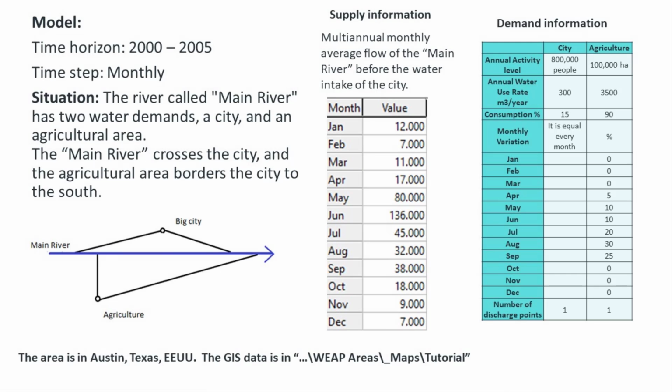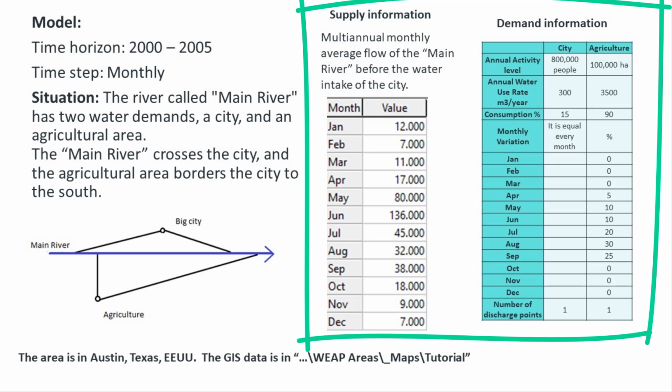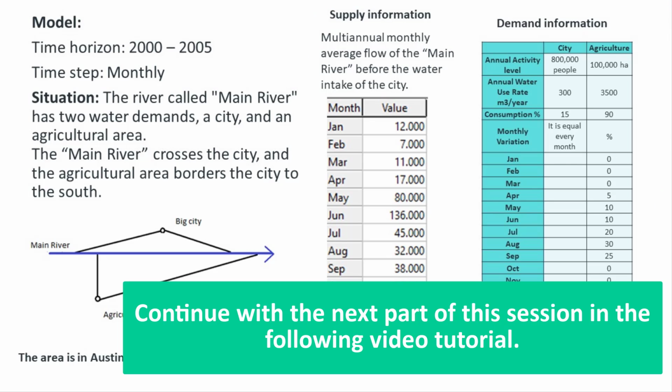The next step is entering the data into each element. This information will allow us to understand how the water will be allocated to the demands considering the available supply. Continue with the second part of the session in the following video tutorial.